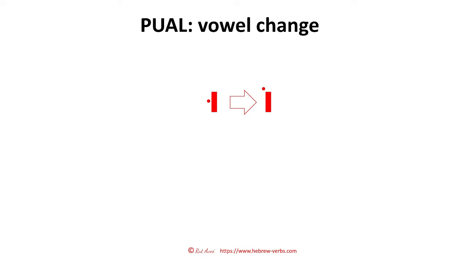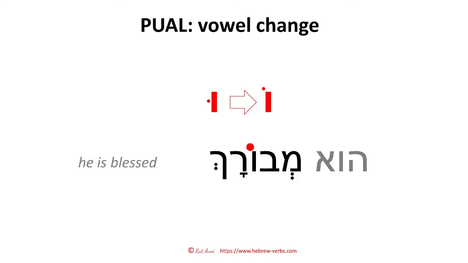That means that in Pual, there are moments when we change from U to O, like in hu mevorach. It is not hu mevurach, it is hu mevorach.